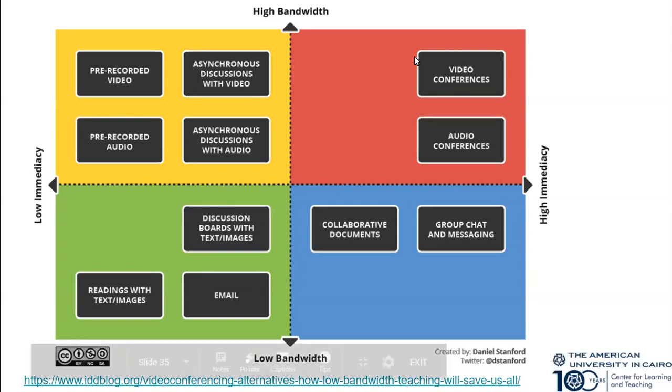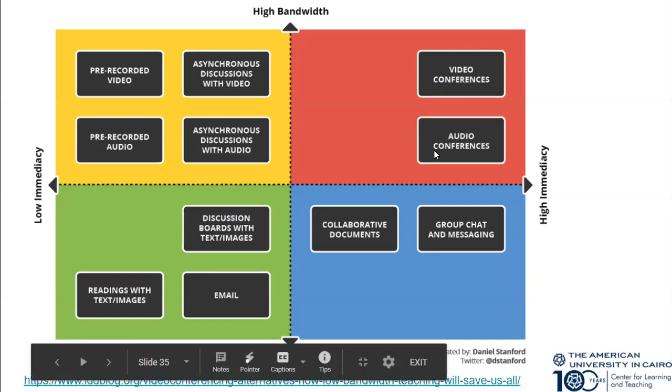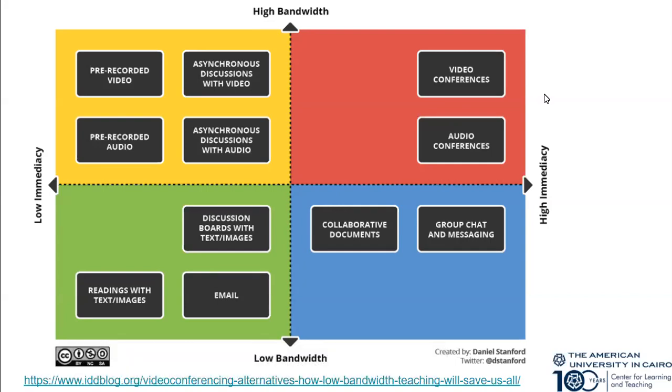And then there are some things that do need high bandwidth, but they don't need the immediacy. So it's like pre-recording a lecture, giving students audio feedback, or even just having discussions asynchronously on video or audio. So sometimes on WhatsApp, you have a discussion and you just record voice messages to each other. You don't have to actually call each other at the same time.